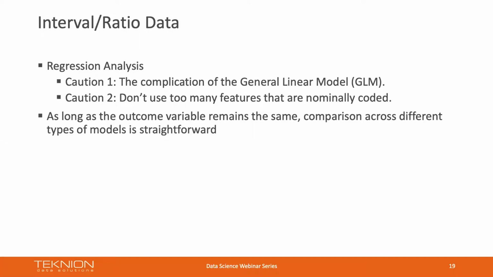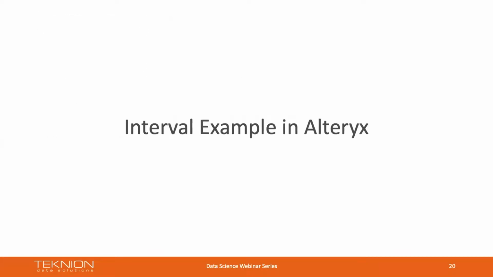Okay. So the good part though is that when we're doing a regression type analysis, as long as the outcome variable remains the same, comparison across different types of models is really straightforward. It's not quite as straightforward when we're doing classification analysis. You have to do a little bit of work on that end. But in this, comparing models when we're still in that regression framework and using the same type of dependent variable, is really, really straightforward.